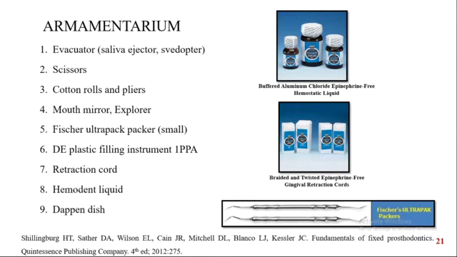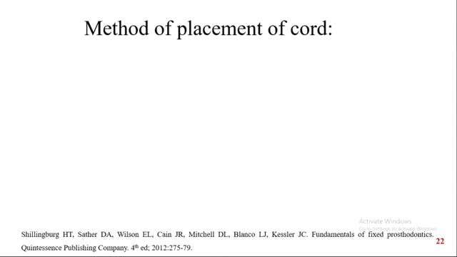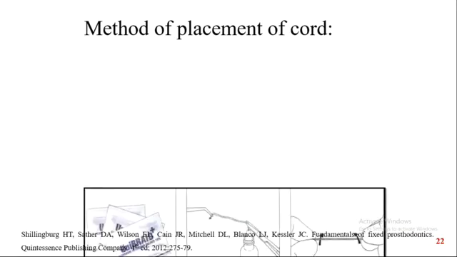Now, what is the armamentarium required for the placement of a retraction cord? They are evacuator, scissors, cotton rolls and pliers, mouth mirror, explorer, Fisher cord packing instrument, plastic filling instrument, retraction cord, hemostatic agent, and appendage. Coming to the method of placement of the cord.